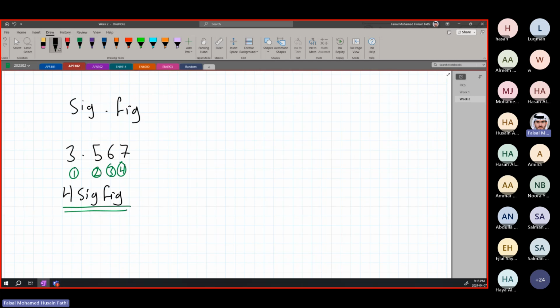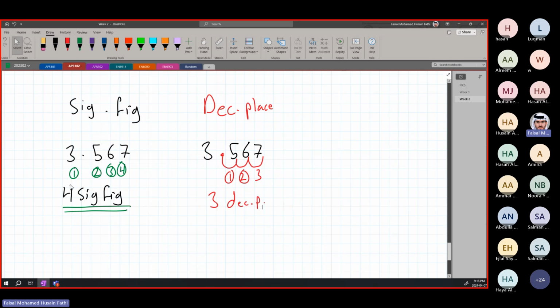The same number, let's talk about decimal places. All right? To 2 decimal places, 3 decimal places. What does that mean? It means how many numbers after the decimal point. So we have 1, 2, 3. So this is up to 3 decimal places. Okay? This is the difference between significant figures and decimal places.